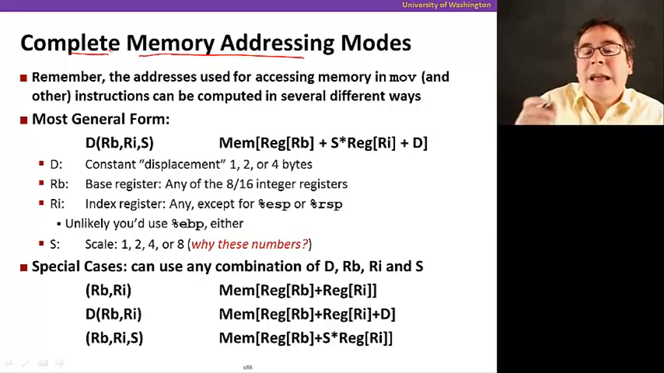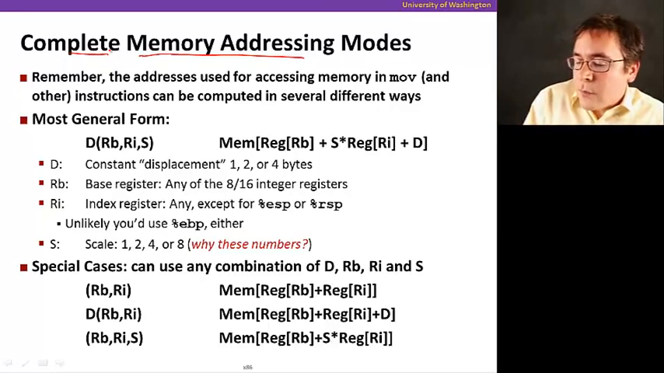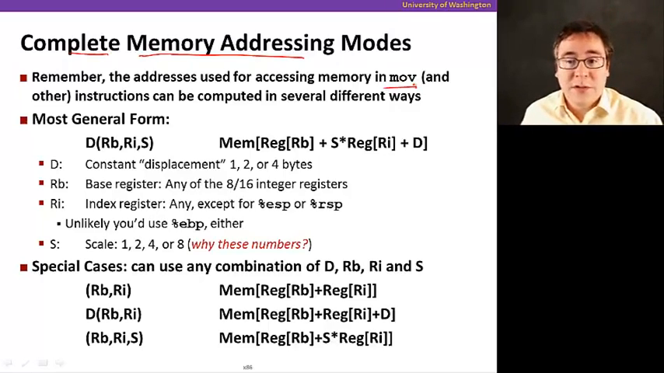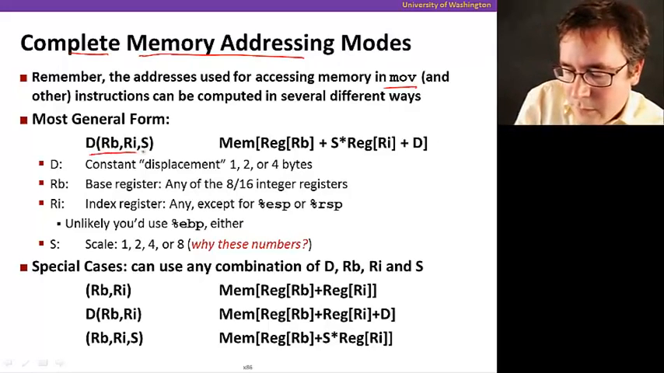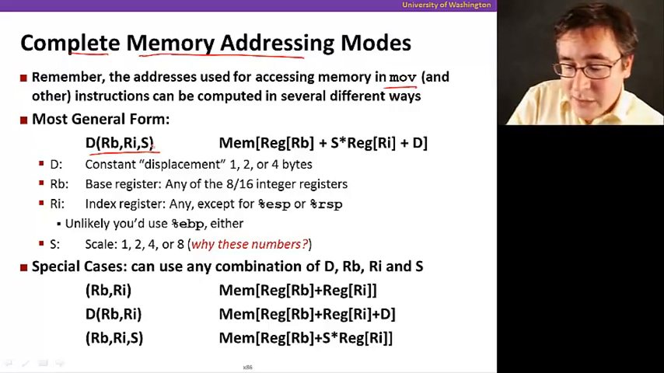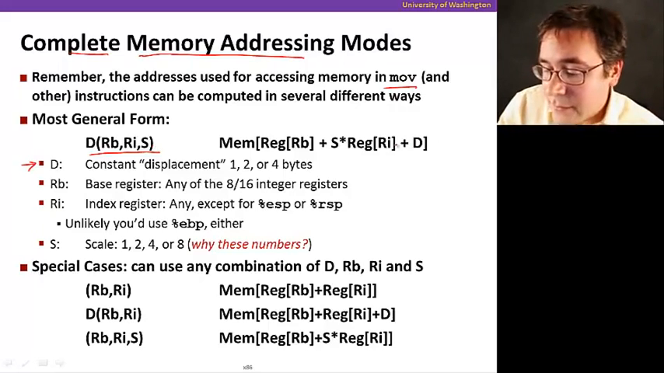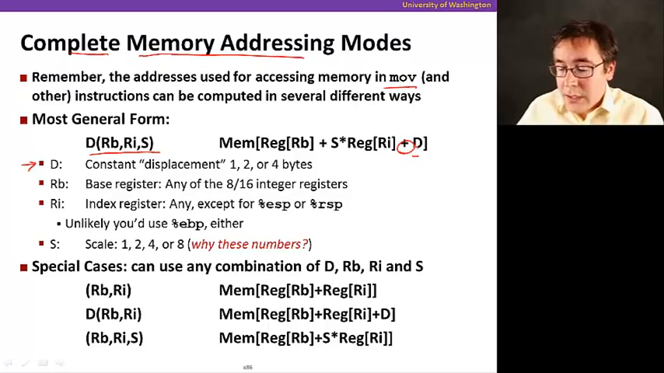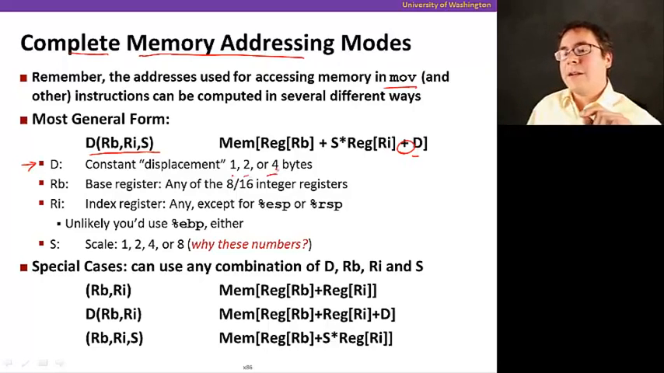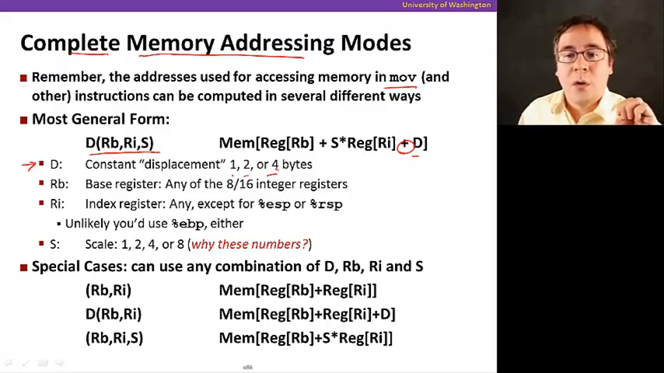So this is how addresses are used for accessing memory in the move instructions, and we saw a lot of them in the previous examples. The most general form of addressing mode in x86 is the following form. D is a constant displacement, something that's added to the final address, and it has to be 1, 2, or 4 bytes. That doesn't mean it can only be off by 4 bytes. It means the displacement itself has to be a value of 1, 2, or 4 bytes.